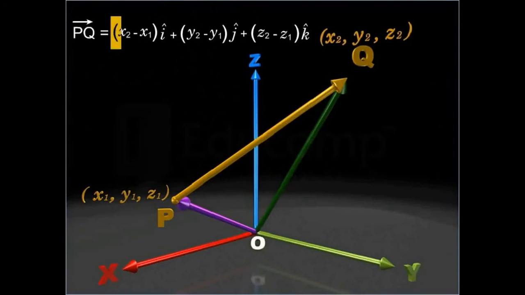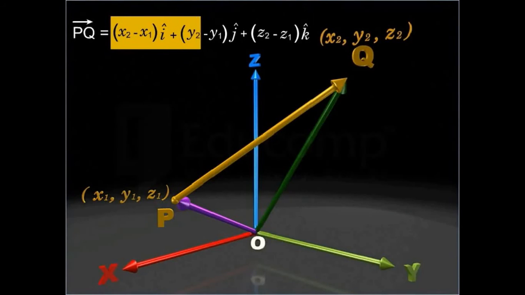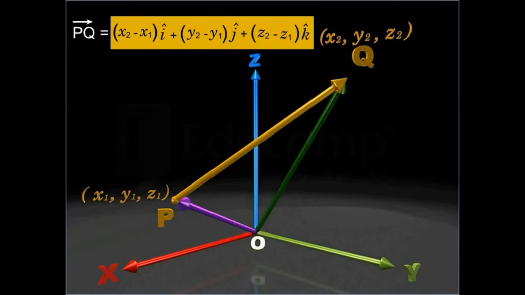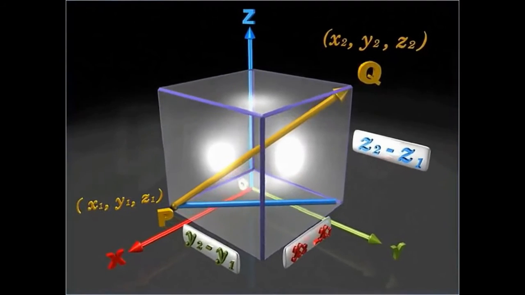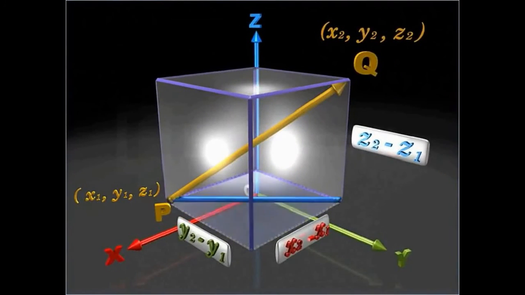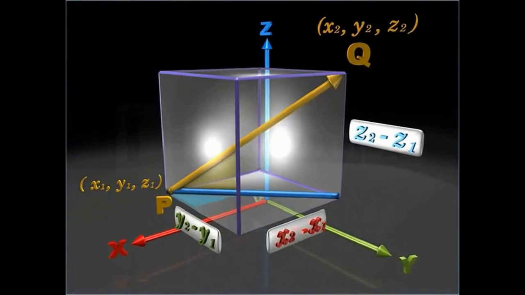The vector (x2 minus x1) i cap plus (y2 minus y1) j cap plus (z2 minus z1) k cap can be seen as the diagonal of a cuboid with dimensions x2 minus x1, y2 minus y1 and z2 minus z1. Now, joining the opposite vertices of the rectangular base of the cuboid helps us to obtain these two right triangles.